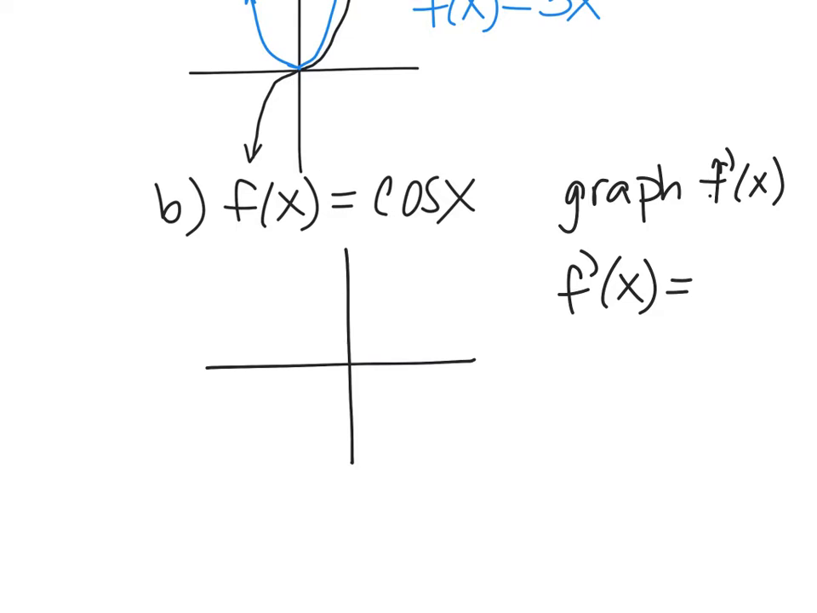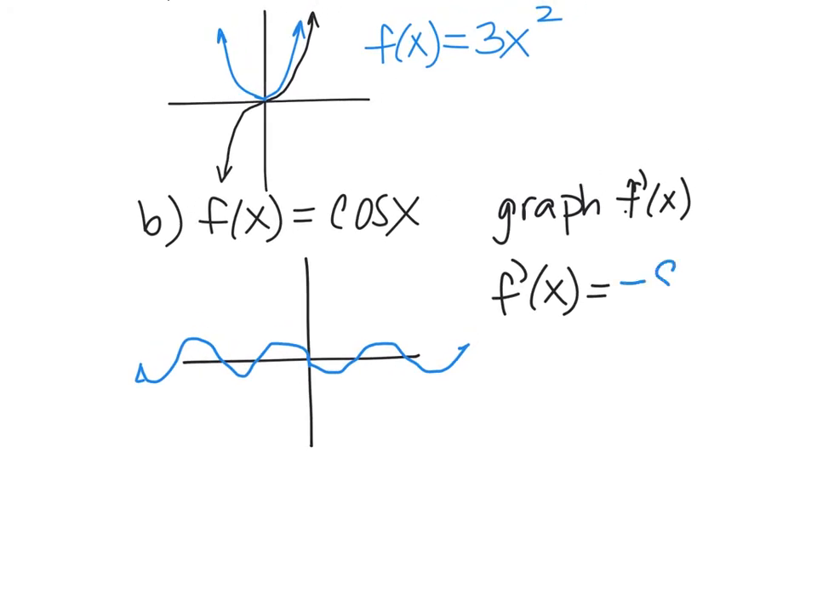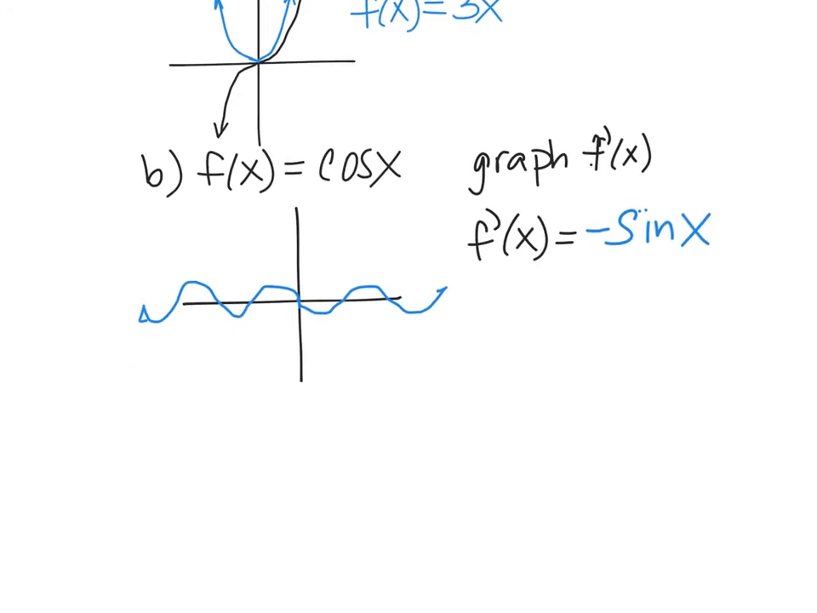Can anyone identify what this graph is? I taught that to you last year. It's not the sine. It's almost. It's the negative sine graph. Sine and negative sine are totally different. Anyways, so yeah, it goes down and then up. We're good? All right.